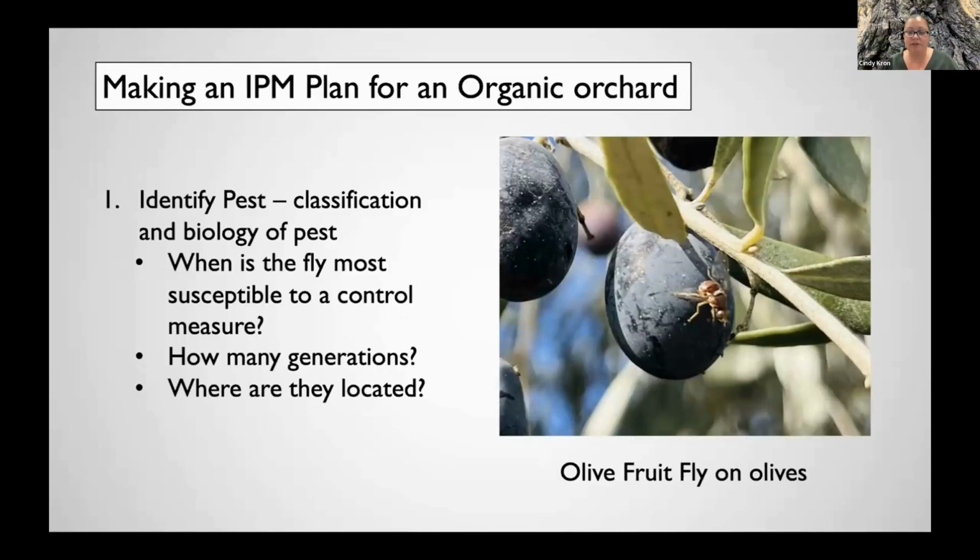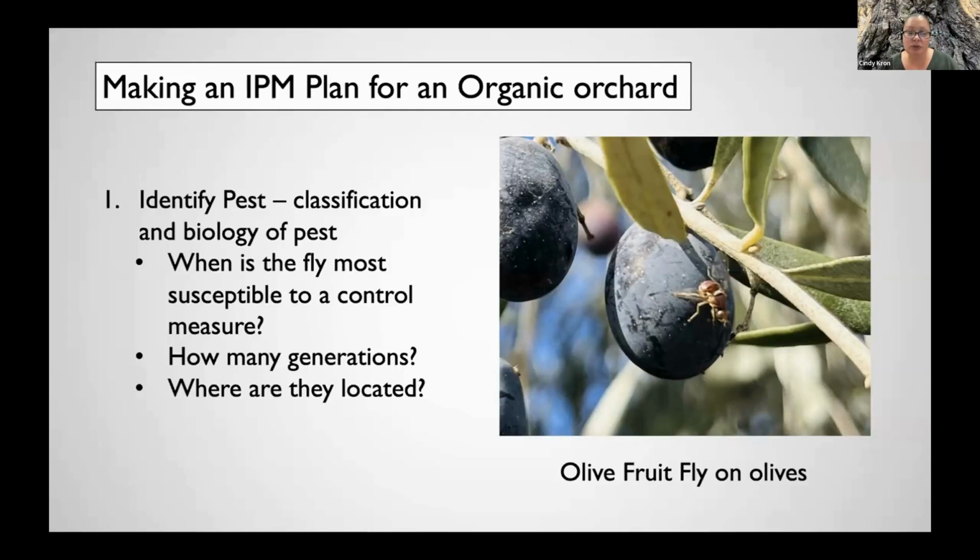So first of all, we're going to look at olive fruit fly. It is the major pest of olives in the North Coast. And one, identify your pests. Okay, we have classification and biology of that pest, which is olive fruit fly. When is the fly most susceptible to a control measure?